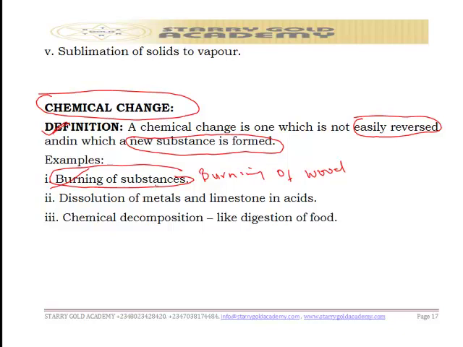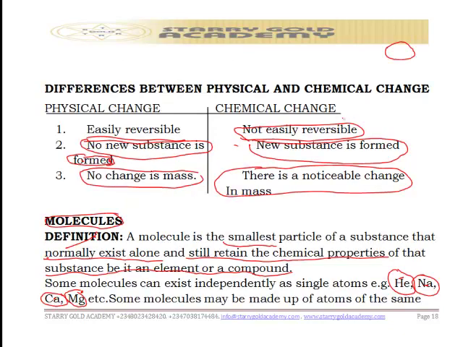We also talked about chemical change. If you look at the screen very well, we have where it is circled: not easily reversed, and new substances are formed. In chemical changes, new substances are always formed. Now, let's talk about the differences between the physical and chemical change. There we've highlighted three differences.